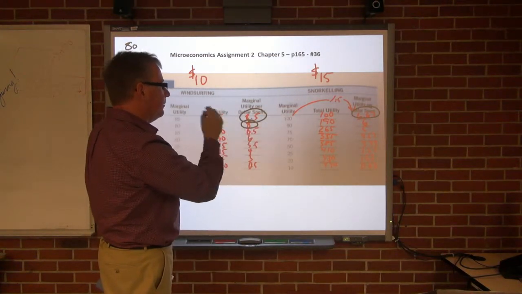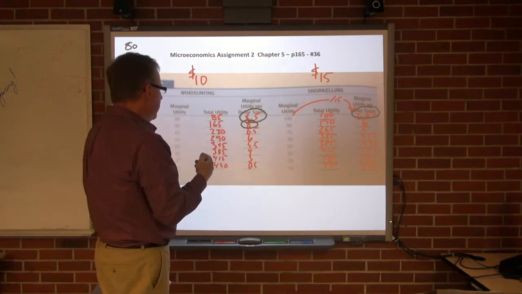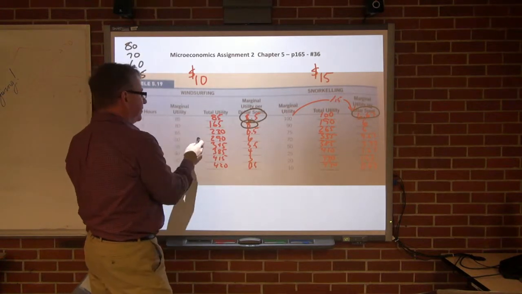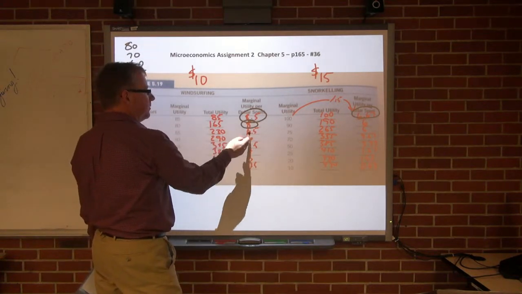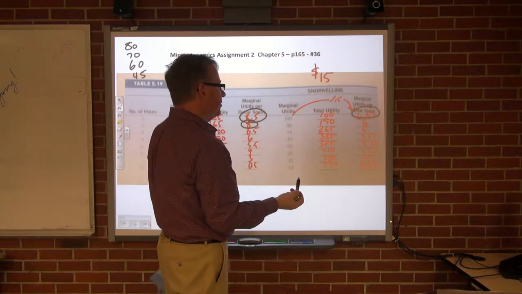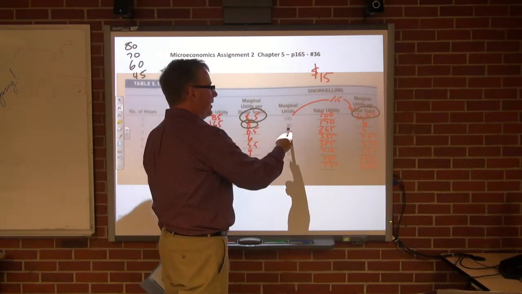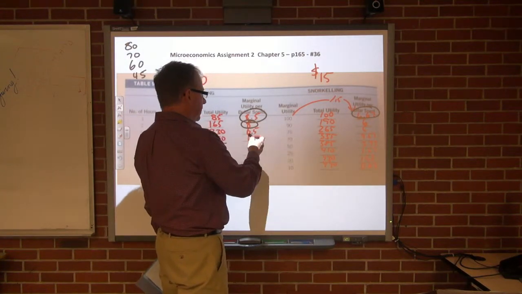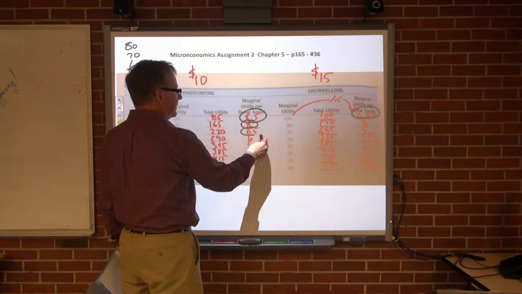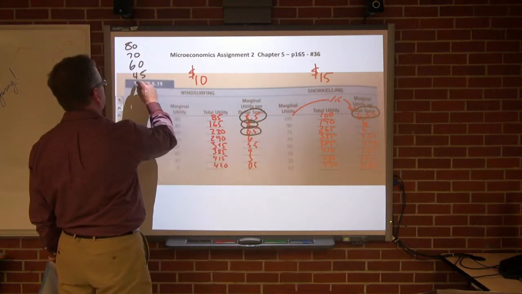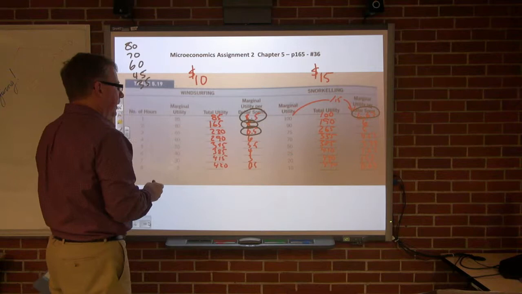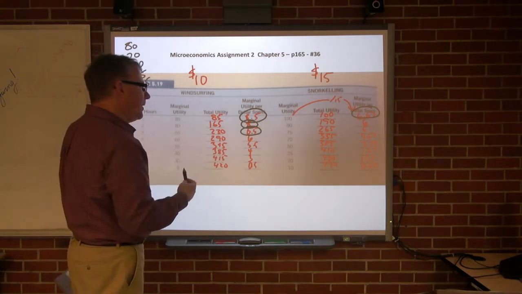We come back again. We say, okay, what are we going to do? Well, our third hour of windsurfing has a marginal utility of 6.5. Our marginal utility of the second hour of snorkeling is 6. So we're going to do the windsurfing because it's higher. So now we're down to $35. We make the choice again.